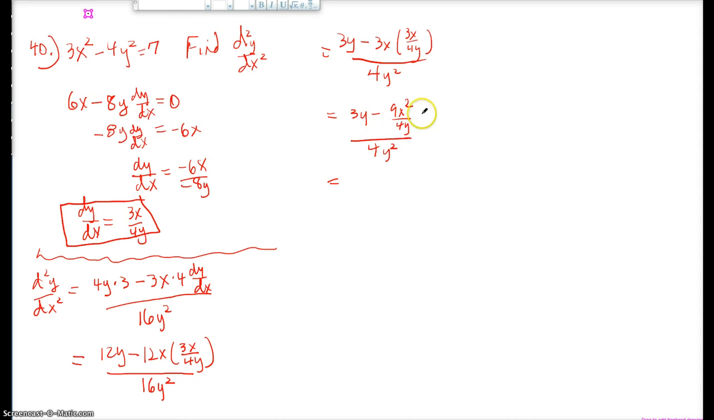I'm going to multiply top and bottom by 4y to clear the denominator. And what I have now is 12y squared, because you have to distribute that 4y on top, minus 9x squared, all over 16y cubed.